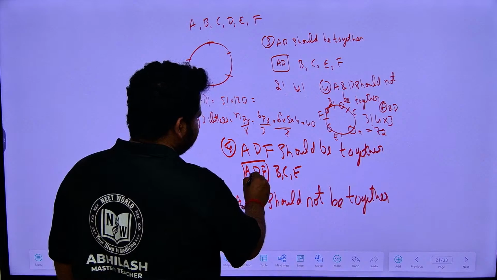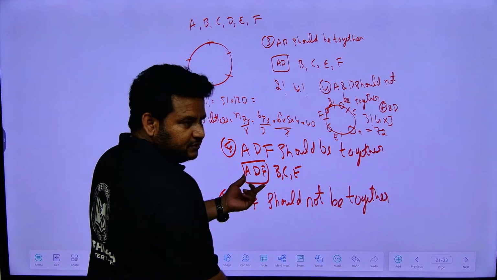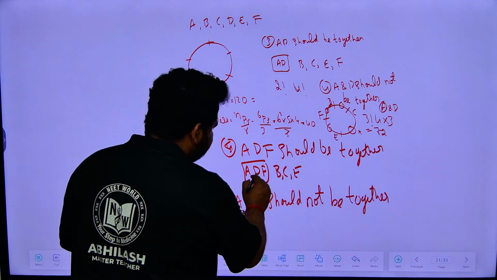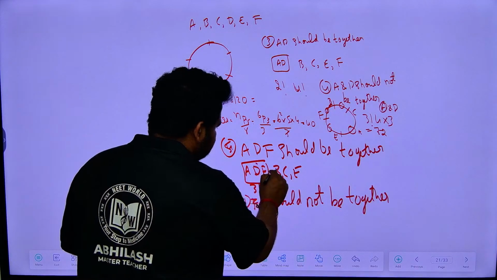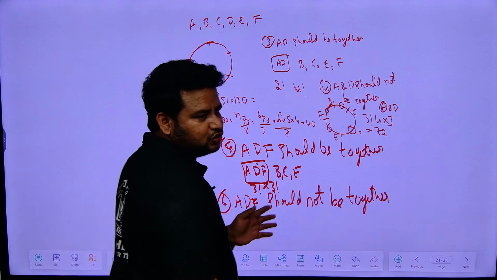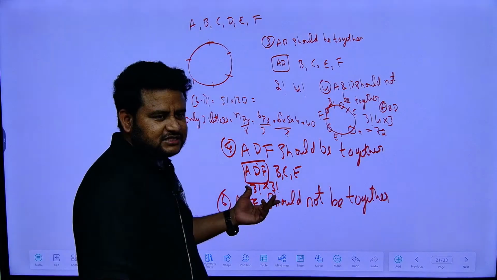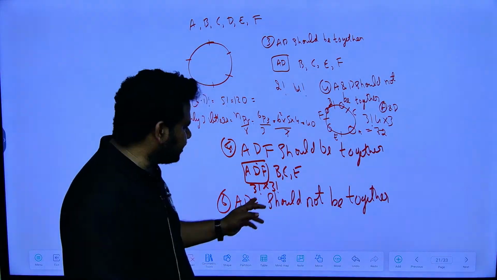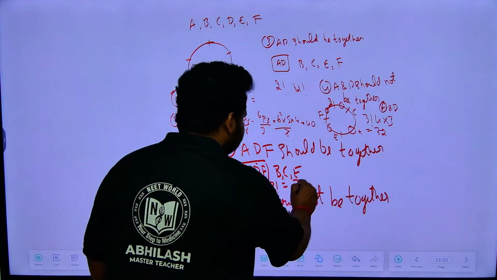So this can be arranged in how many ways? ADF, I can write 3 factorial. Good. Now how many letters are there including this as 1? 1, 2, 3, 4. So I should write 3 factorial. You should not write 4, because in circular it is 4 minus 1. If you write 4 it will become linear. So 3 factorial into 3 factorial, that is 6 into 6, 36.